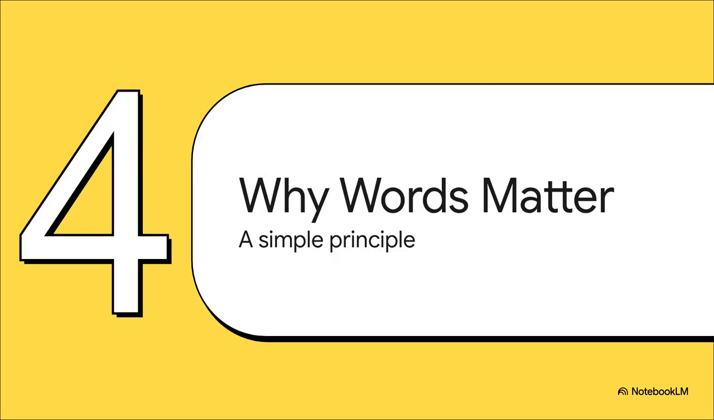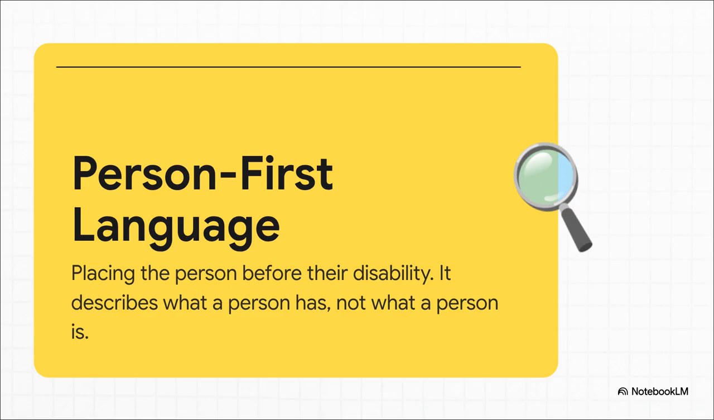And I really want to be clear here. This isn't just about being politically correct for the sake of it. There is a fundamental principle at work here. And once you see it, honestly, the whole thing just clicks. It's called person-first language. And the principle couldn't be simpler. Choose words that describe what a person has, not what a person is. A disability is just one aspect of a person's life. It is absolutely not their entire identity.